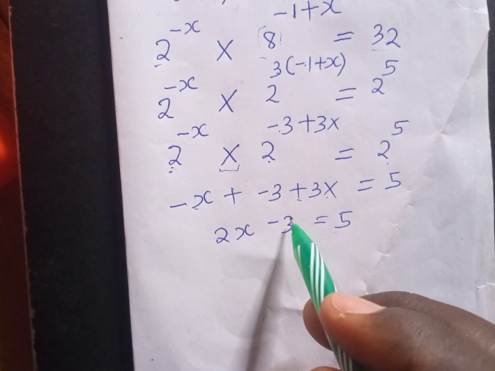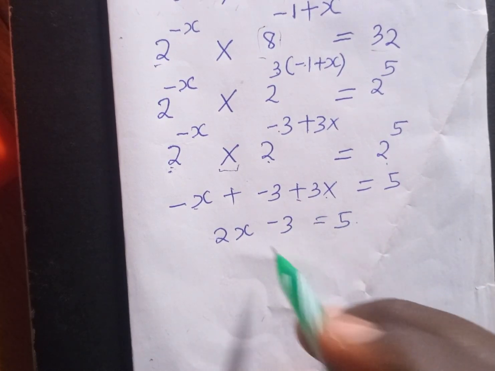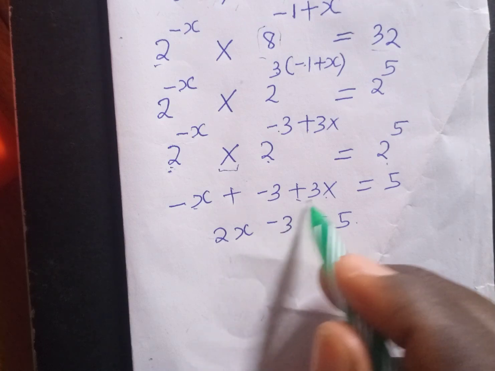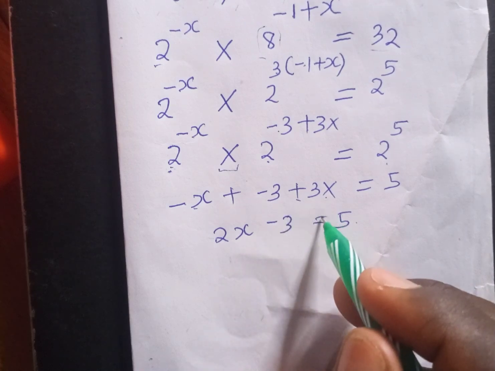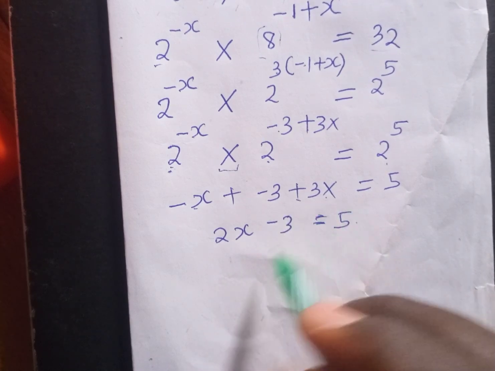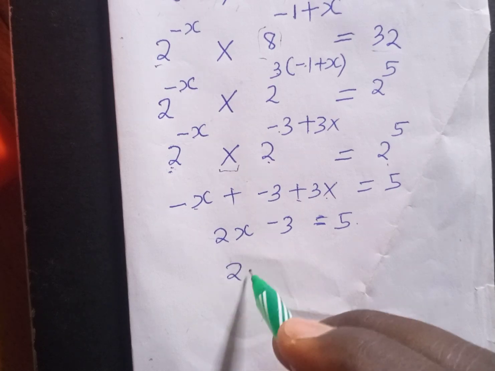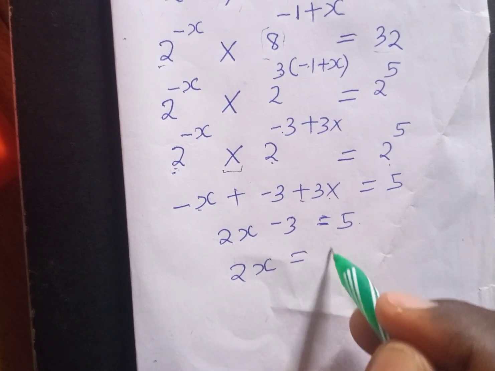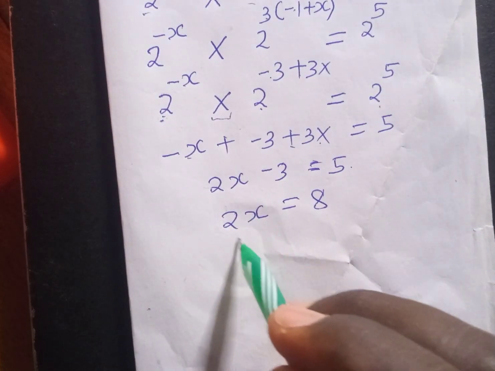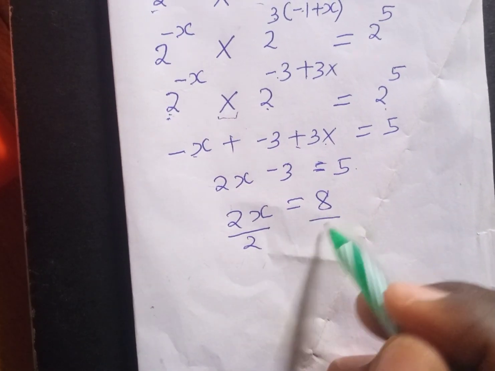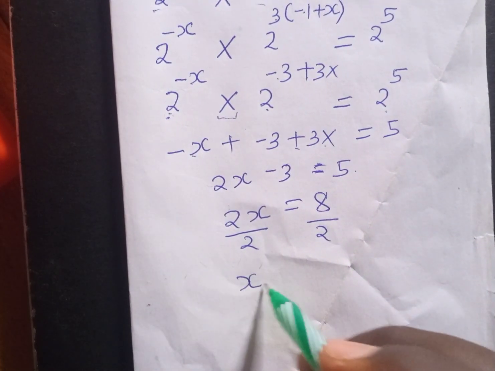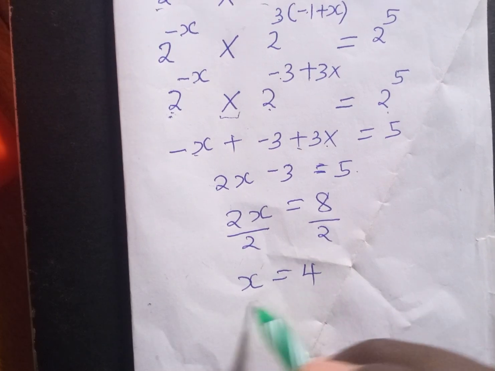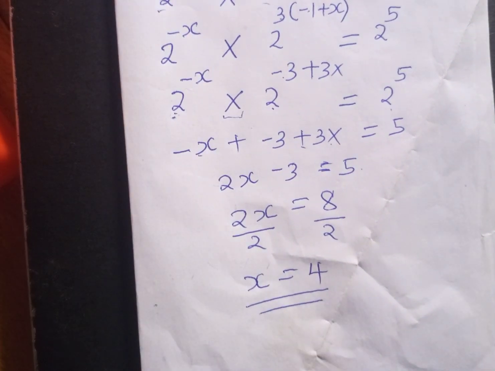Then we can collect the like terms by taking 3 to the other side. Therefore, if this 3 crosses this equal sign, it becomes positive. Therefore, we have 2x equals to 8. And in this case, we divide by 2 on both sides. And finally, the value of x is just 4. The value of x is 4.